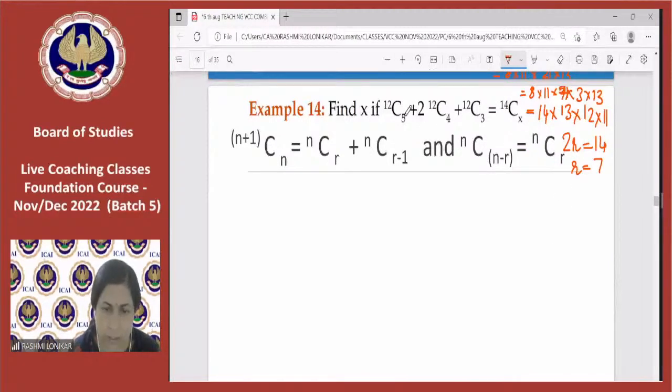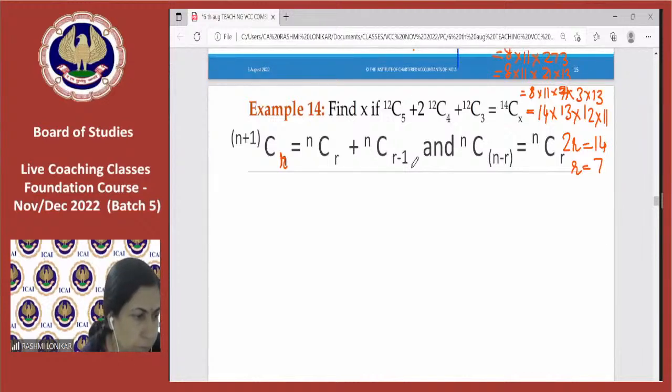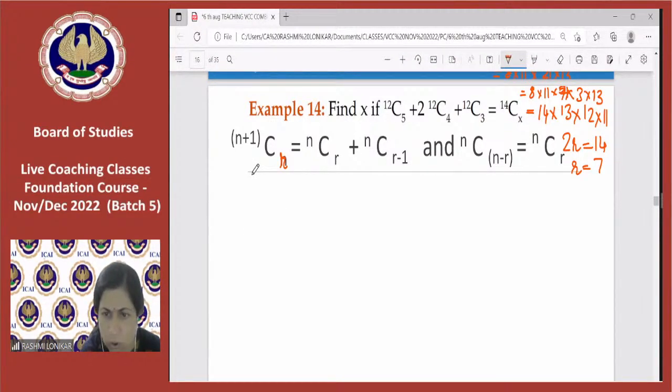Now, if I have this, okay. Now I know that n plus 1 CR, this is R, is equal to NCR plus NCR minus 1. Okay. So you have to find the value of x. So this is given to you as 14cx. Let us see. Now I know this.